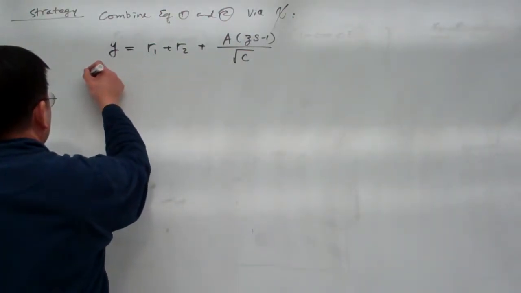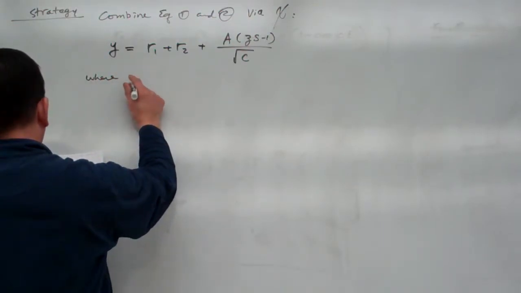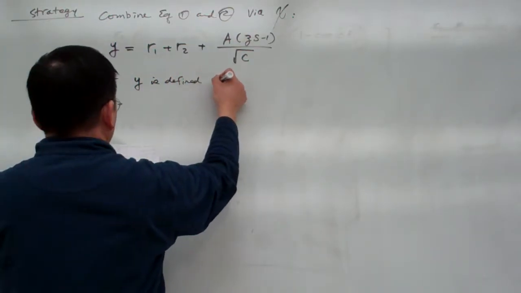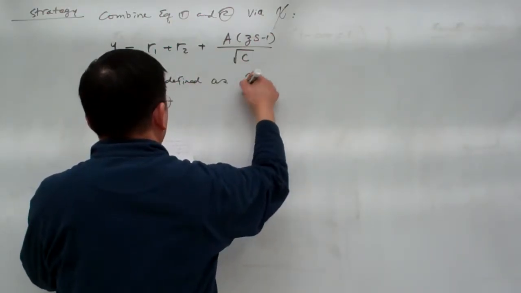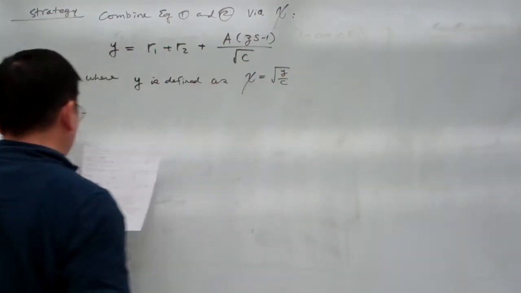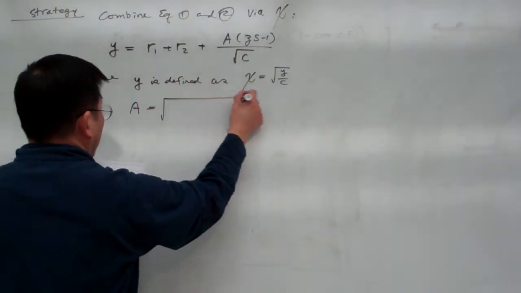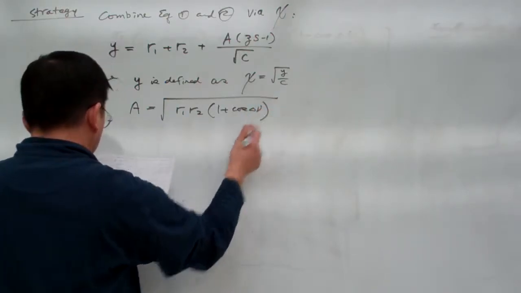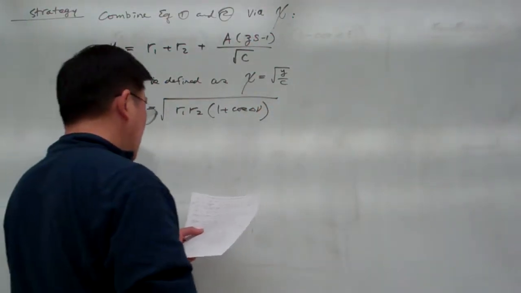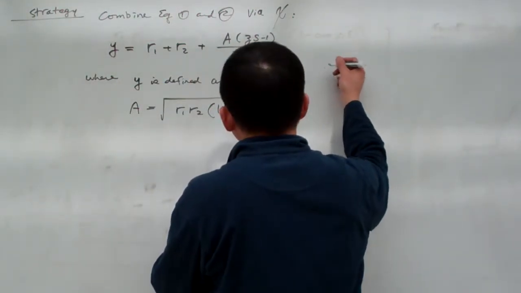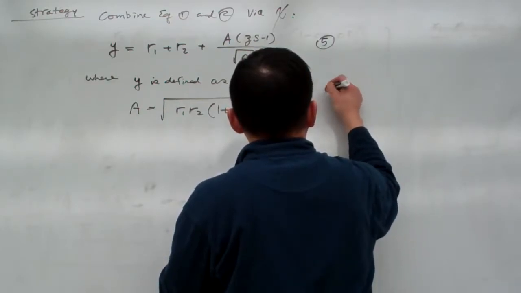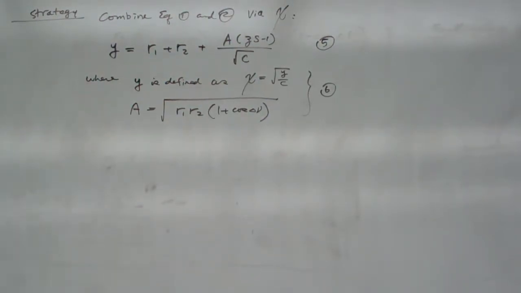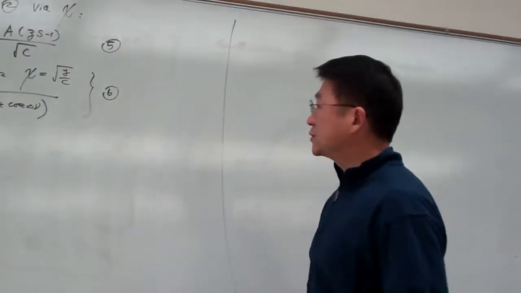Here y is defined, x equals the square root of y over C, and A is defined by this. Let me call this equation 5 and the other equation 6. And why do we have this? Let me stop, and here is our scratch calculation.